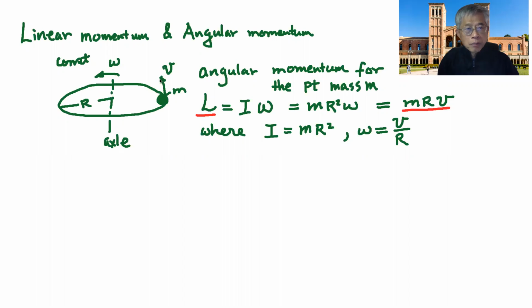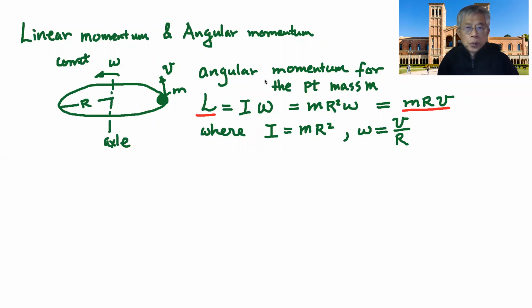So its linear velocity will be a constant v, and that v will be r times omega. This point mass is m, and its own radius is much smaller than this r here, so we can consider it as a point mass.